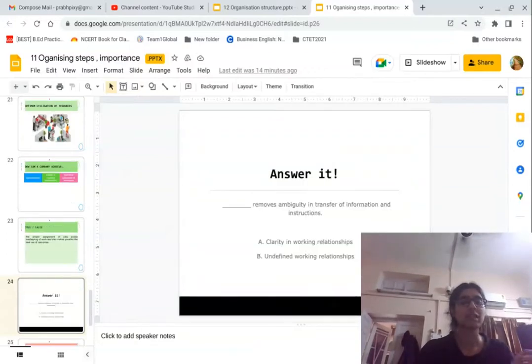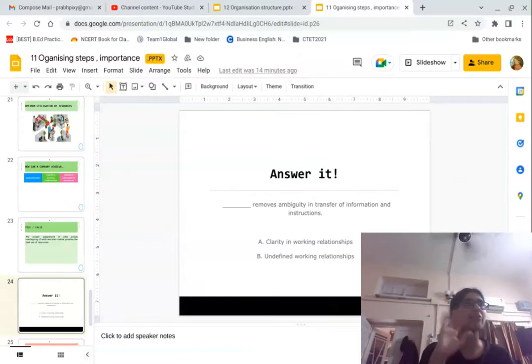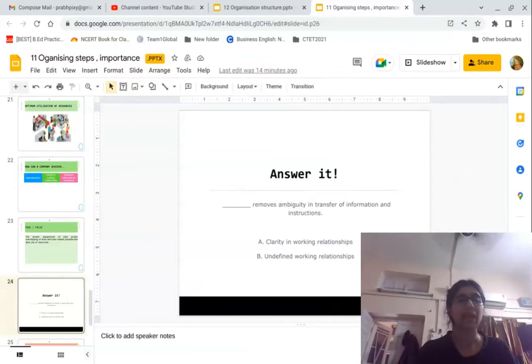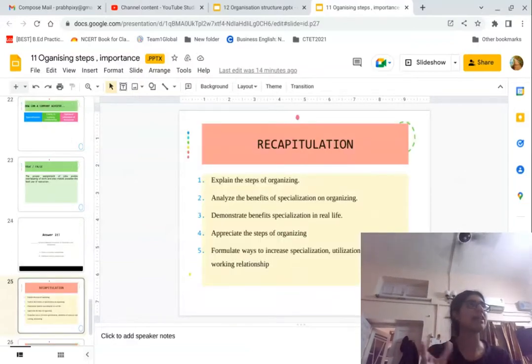Yes, class. Now there is dash removes the ambiguity in transfer. Ambiguity basically means vagueness, the unclarity in transfer of information and instructions. Very good. The clarity in working relationships. Once you have that clarity of working relationships, you know what to do, who you have to report to, whom you are accountable to, right?